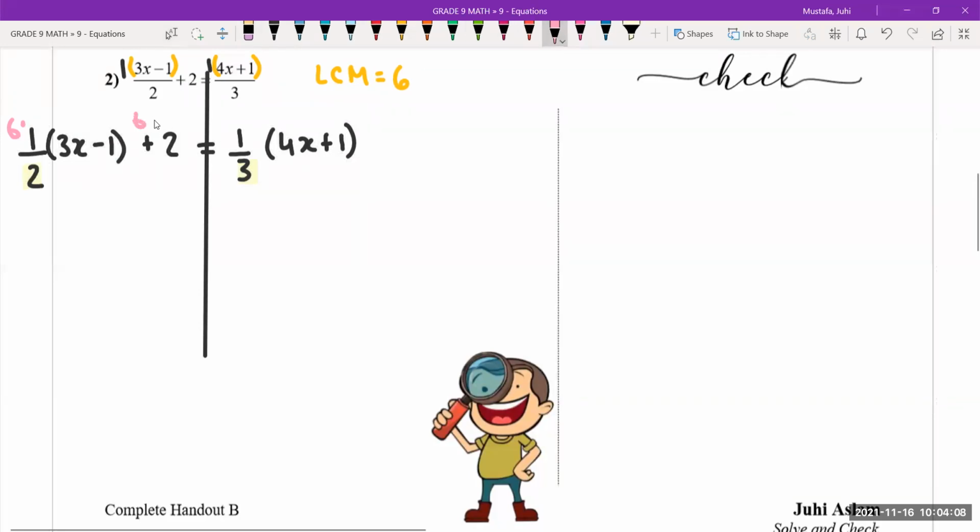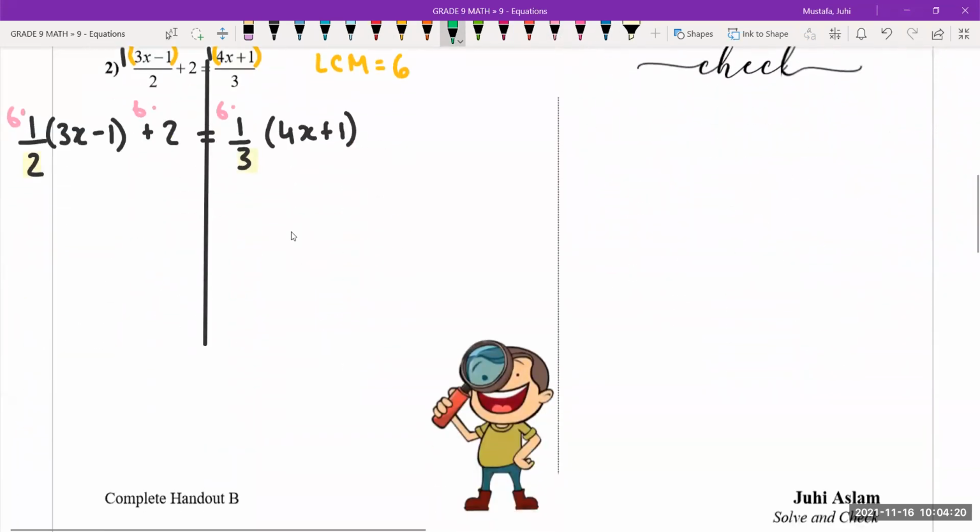Okay, so I'm going to multiply the 6 with the positive 2, and then I'm going to multiply the 6 with the 1 over 3. Am I going to multiply it with the 4x or the 1? No. Excellent. Let's continue. So what do you think we're going to get when we multiply 6 times a half? Good. So it's going to be 3 bracket 3x minus 1. What's 6 times positive 2? Good. What's 6 times a third? Good. Bracket 4x plus 1.